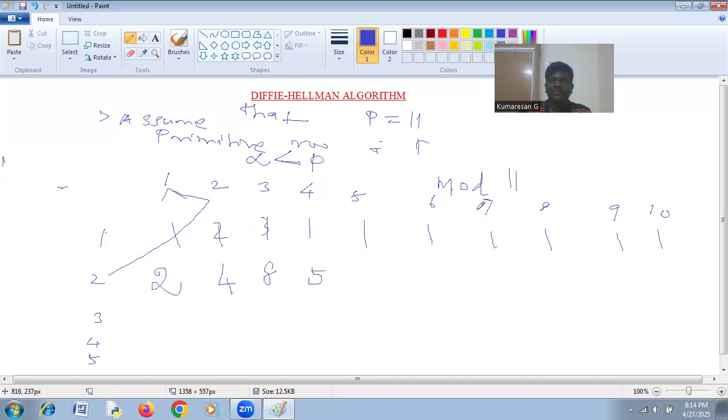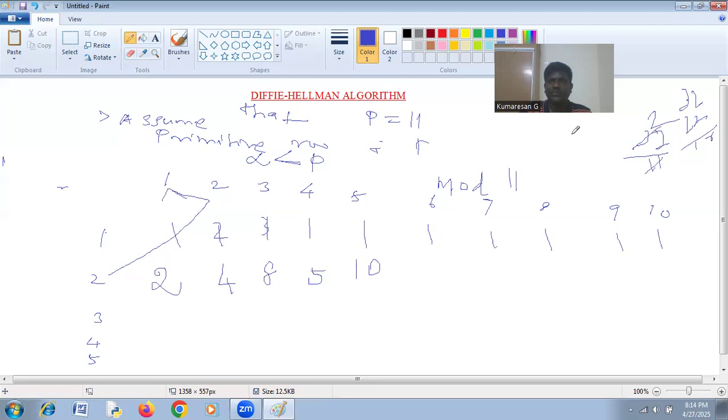Now 32: 3 into 11 is 33, so 32 mod 11 is 10. So 2 power 2 is 4, 2 power 3 is 8, 2 power 4 is 16, 2 power 5 is 32, and so the value is 10. And 2 power 6 is 64.